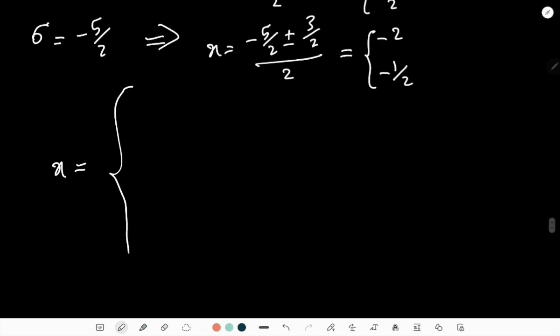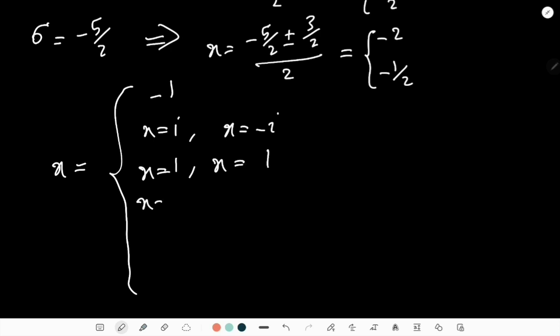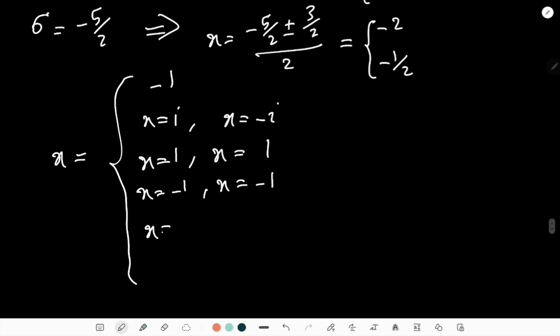So I'm going to write them for you here. One was minus 1, and one was x equals i and x equals minus i. One was x equals 1, x equals 1. One was x equals minus 1, x equals minus 1. One was x equals 2, x equals 1 over 2. One was x equals minus 2, and x equals minus 1 over 2. So 1, 2, 3, 4, 5, and that is 5 times 2, which is 10, and here 11.